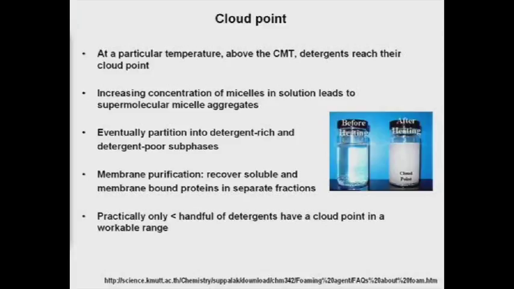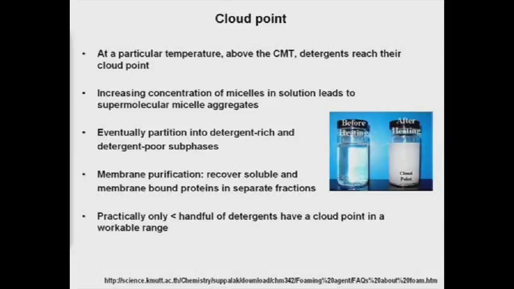And these micellar aggregates are large, and they have the effect of refracting light so that the solution appears cloudy. And eventually what happens is you get partitioning of the detergent into a detergent-rich phase and a detergent-poor phase.